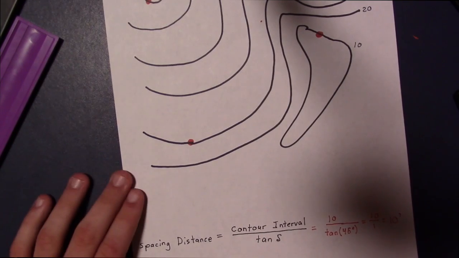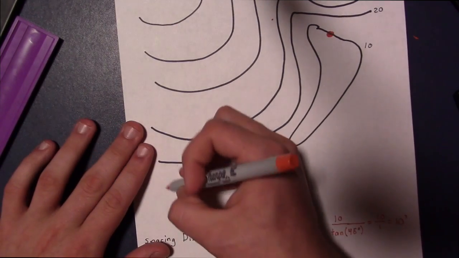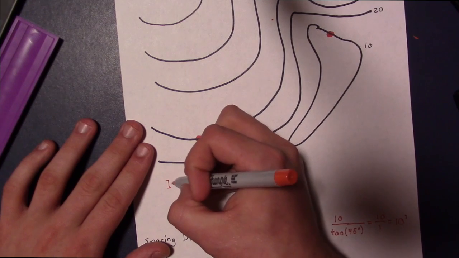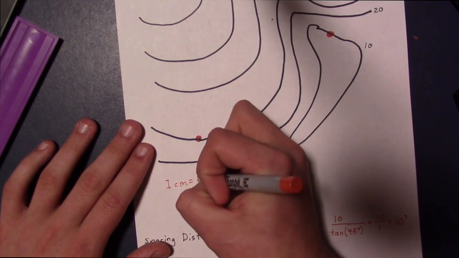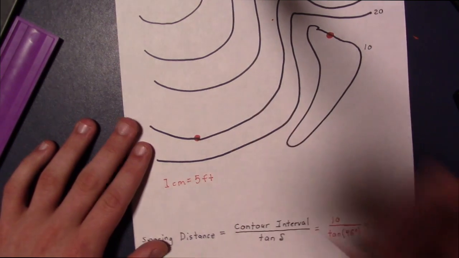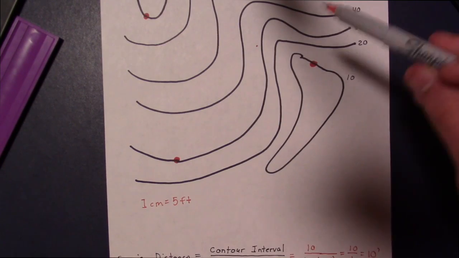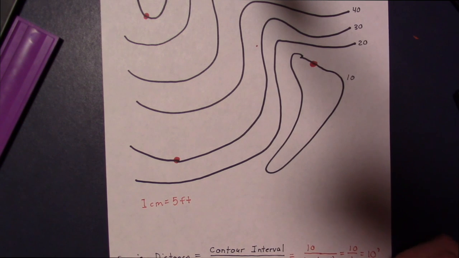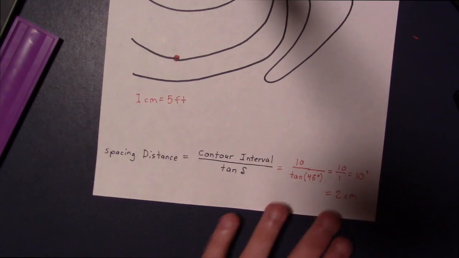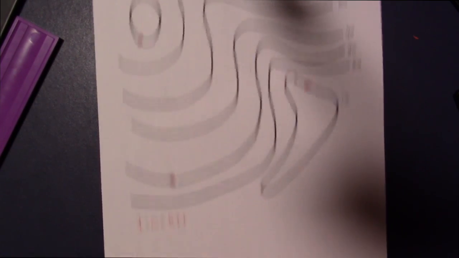But the scale that we came up with earlier, which was that 1 centimeter equals 5 feet, means that each one of these lines going across the paper should be separated by 2 centimeters. So let me go ahead and show you what that looks like.